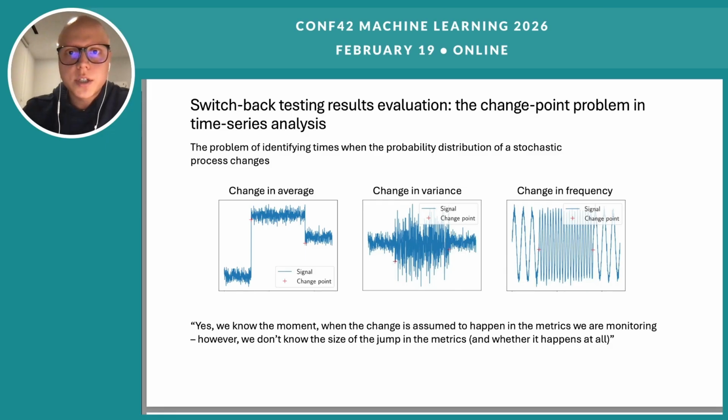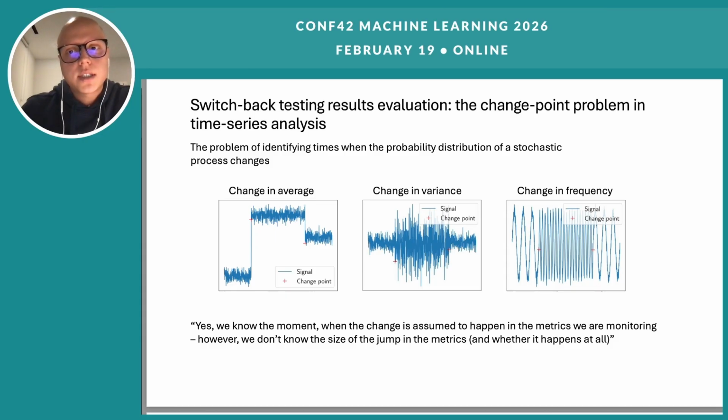So in general, switchback testing allows you to pick up more than just the change in averages compared to A/B tests. It allows you to discover changes in variance and changes in frequency of the stochastic process as well, which is a better description of the behavior that you may find also important.